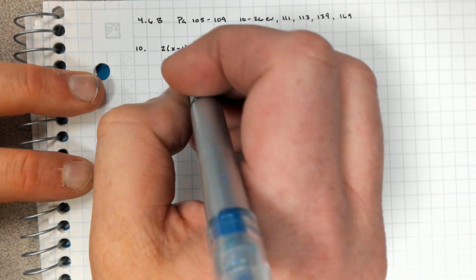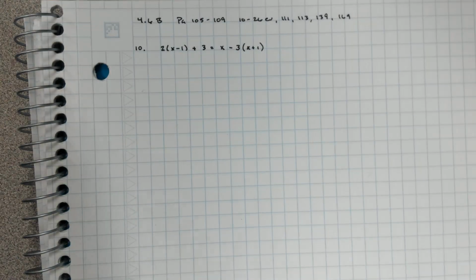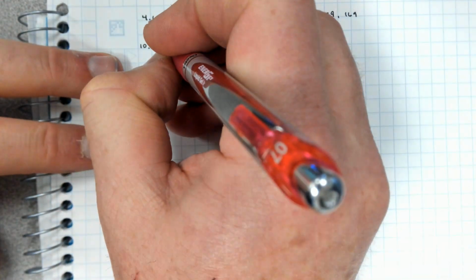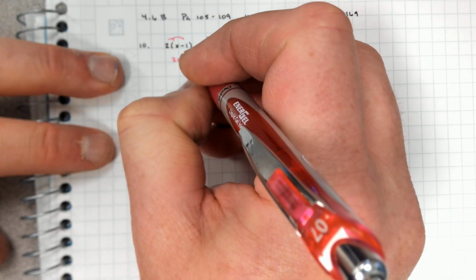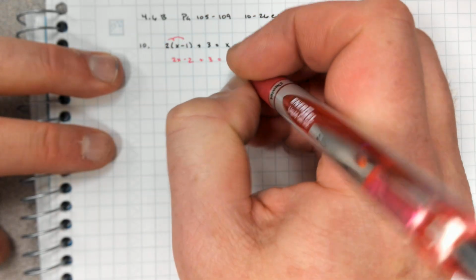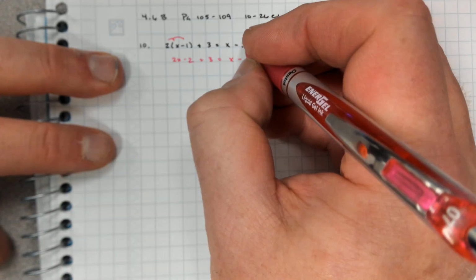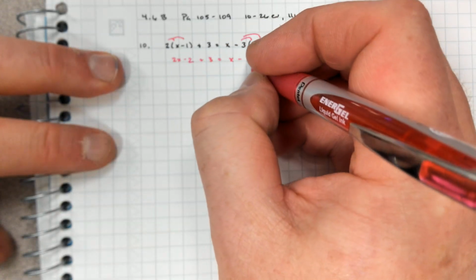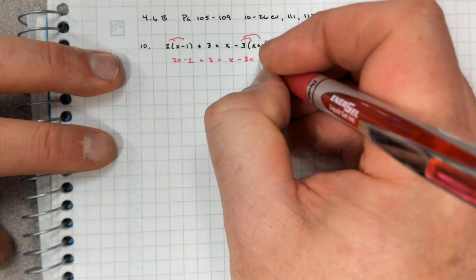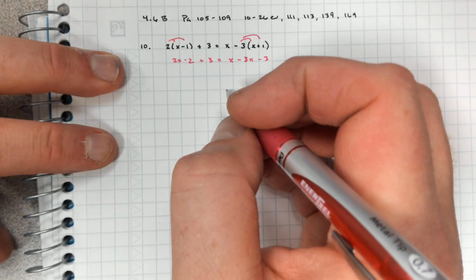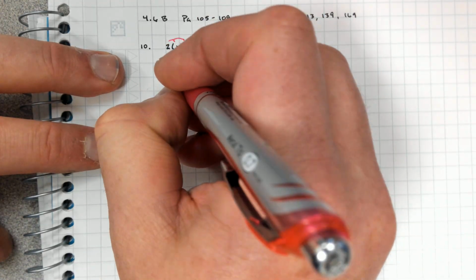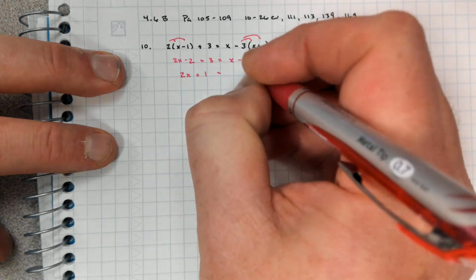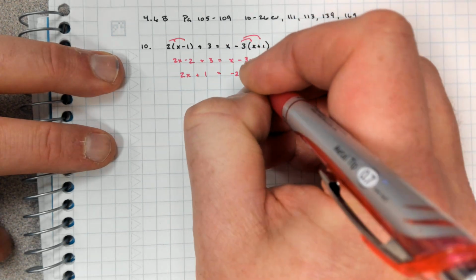So this one's just really doing some distributing and then combining like terms. So we're going to multiply the 2 times both the x and minus 1. So that's going to give me 2x minus 2 plus the 3 equals x minus. We're going to multiply the negative 3 times x plus 1. That gives me negative 3x minus 3. And then we are going to combine like terms on this side. So we're going to get 2x plus 1. And then on this side, negative 2x minus 3.